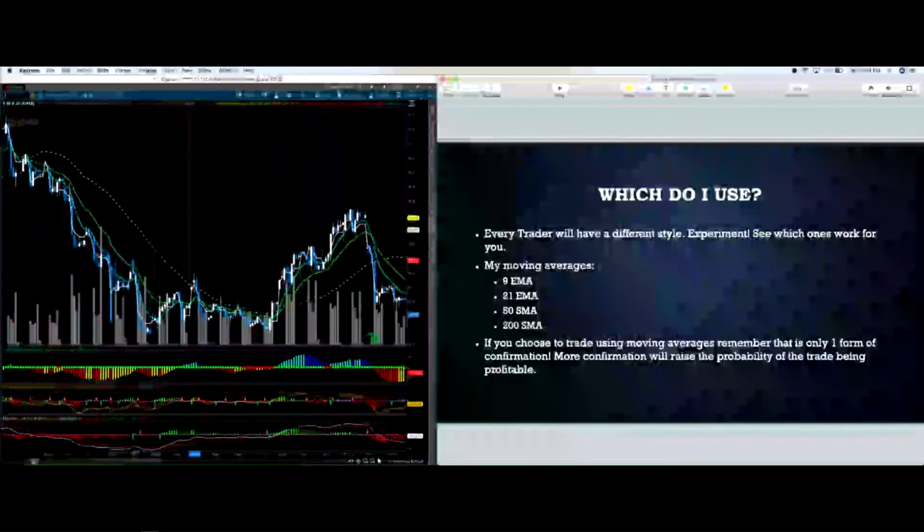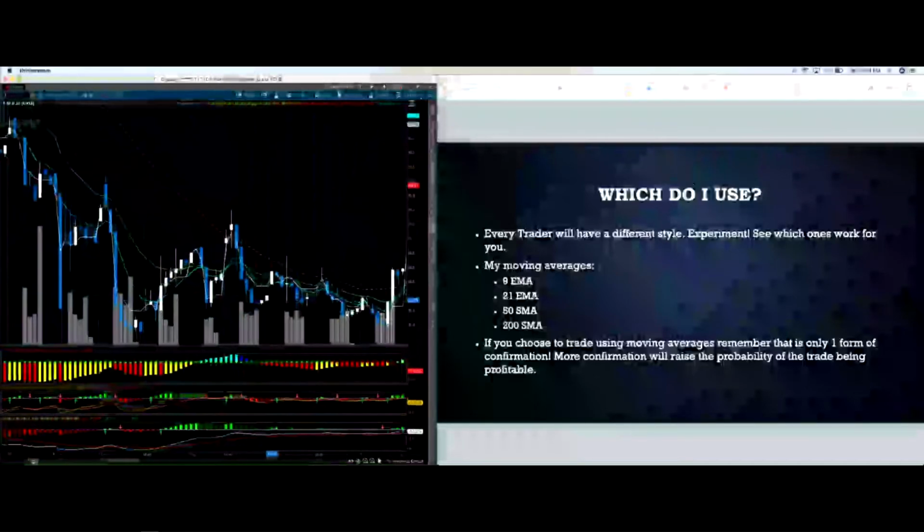So if you can see right here, this big gap that you have, this is probably after hours. You have this huge gap above your moving averages, but there's no volume. Like I said, this is after hours, so you want to pay attention to volume.